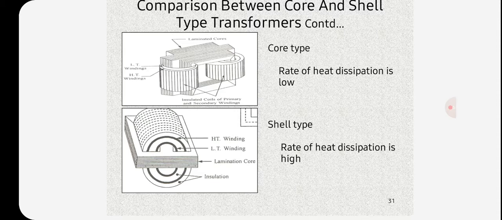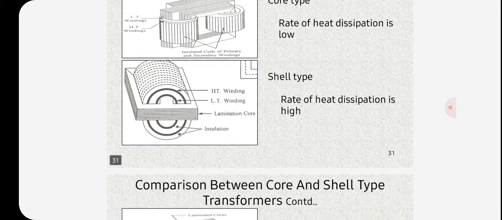Another difference, in core type the rate of heat dissipated is low. In shell type the rate of heat dissipation is high. In core type the heat produced is low. In shell type the heat dissipated is high, which means high heat is produced.